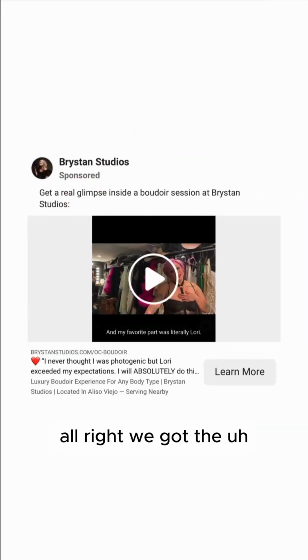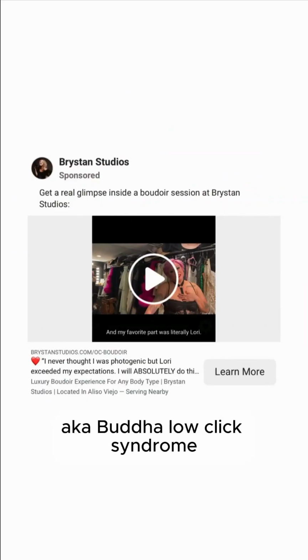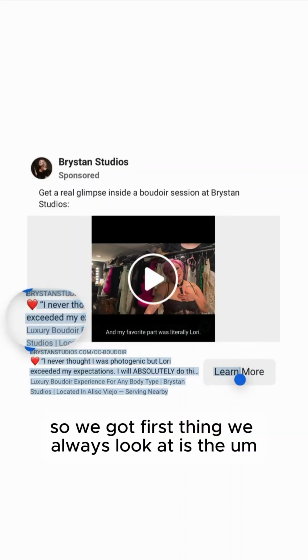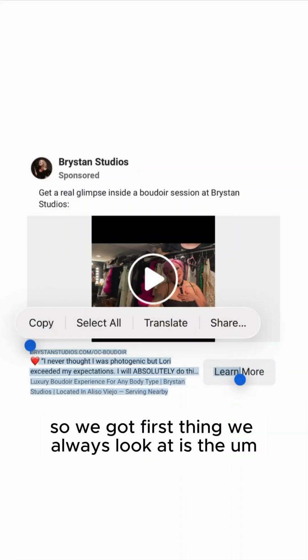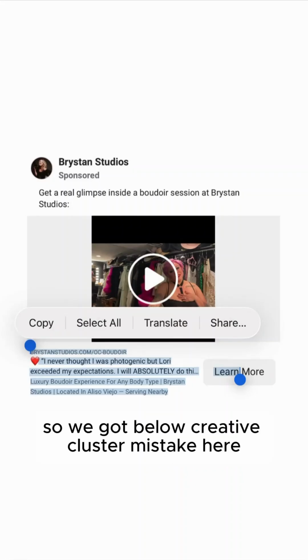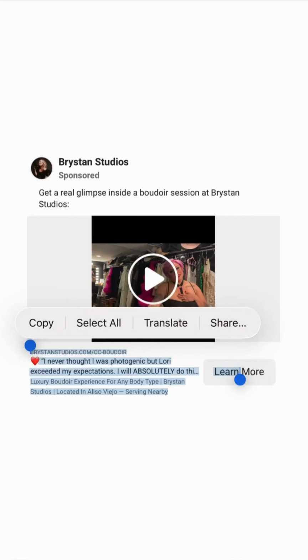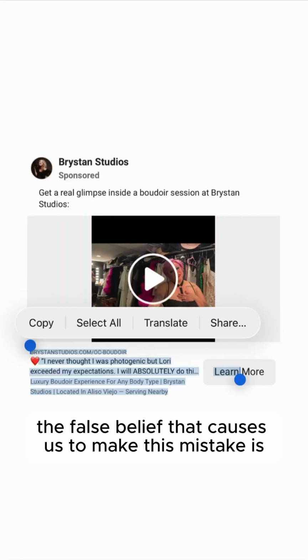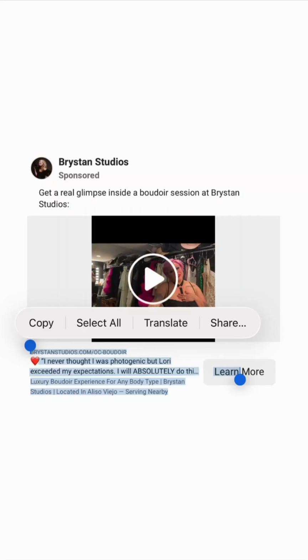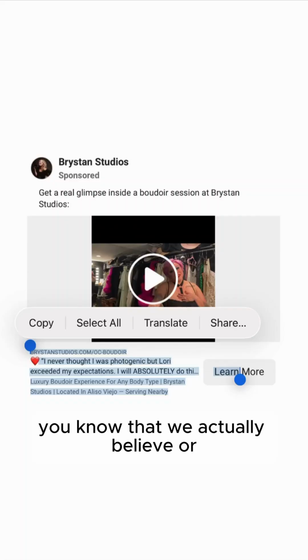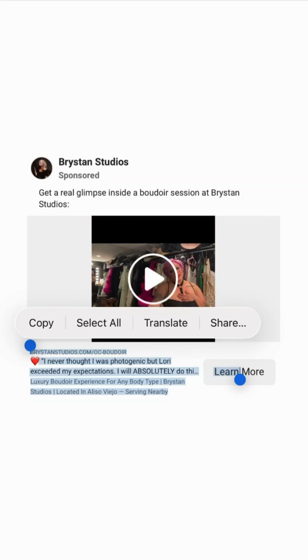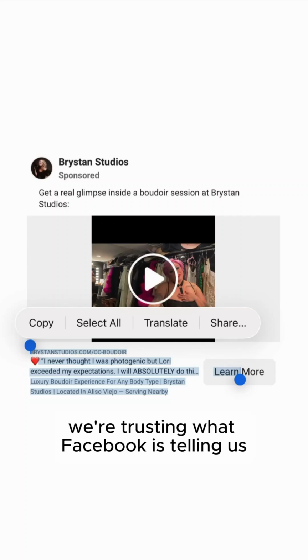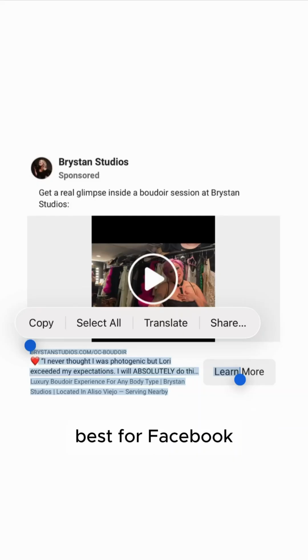All right, so now we're going to diagnose if we believe this has BLCS, aka Boudoir low-click syndrome. The first thing we always look at is the below creative cluster mistake here. The false belief that causes us to make this mistake is that we're trusting what Facebook is telling us we should do is best for us and not best for Facebook.